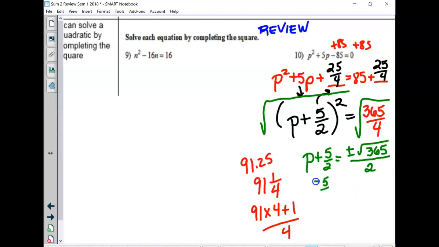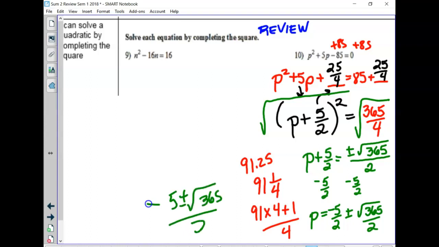So now I need to subtract the 5 halves over to the other side. So I have p equals negative 5 halves plus or minus, and you could make it a single fraction if you want. 365 is divisible by 5. But I don't know what we get. 5's not a perfect square. We get 73, which I think is a prime number. So yeah, this isn't going anywhere. So it's just square root of 365 over 2. You could have also written that as one giant over 2 thingy. Okay?